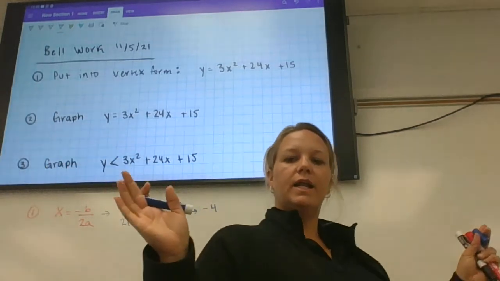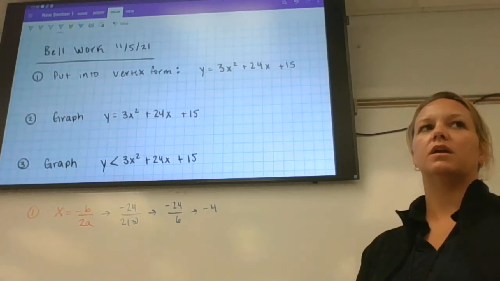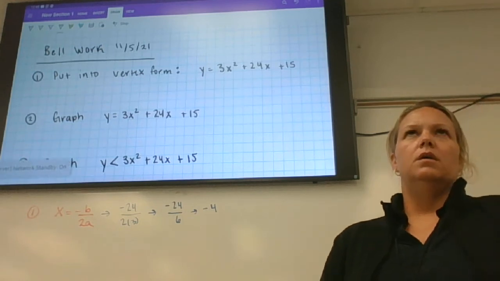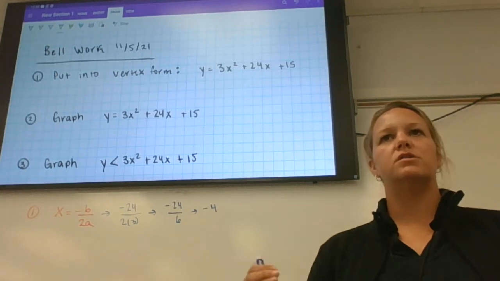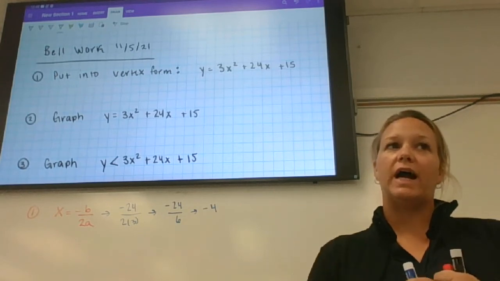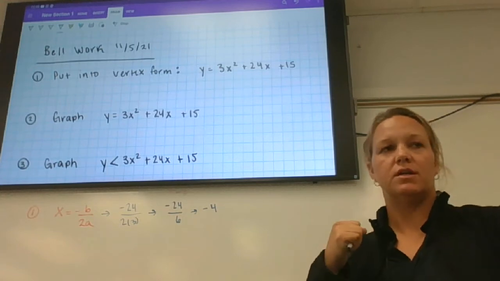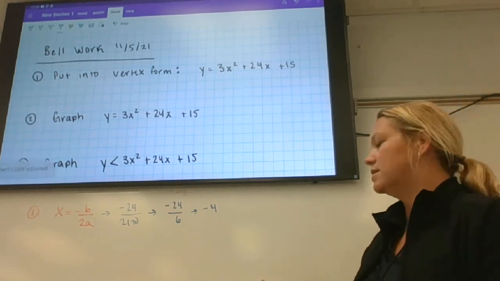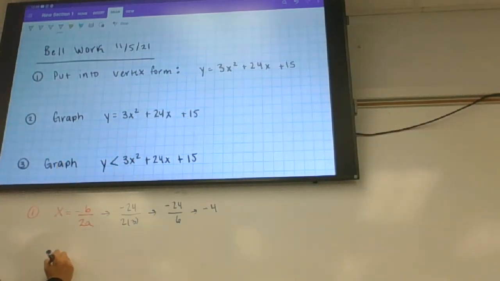All right, I got negative 4. Joanna, question about negative 4. Well, when it comes to graphing, we're actually just going to keep the numbers in there. If I was to factor, I would, but when it comes to graphing, I'm just going to keep the numbers in there. Okay, so I got x equals negative 4. I'll put a negative 4 in there.